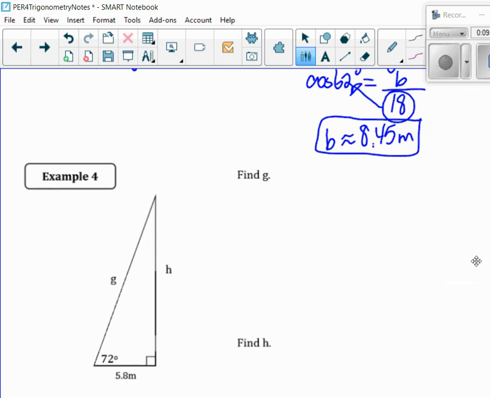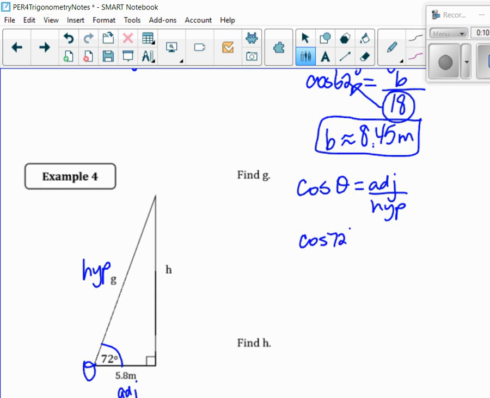Find G. So again, here is my theta. What is G? That is the hypotenuse this time. What is 5.8? Adjacent. Okay, so which one has adjacent and hypotenuse in it? Cosine, yeah. So cosine of theta is equal to adjacent over hypotenuse. Again, you don't have to write this step. You can go directly into this. So cos of 72 degrees is equal to the adjacent, which is 5.8, divided by the hypotenuse, which is g.